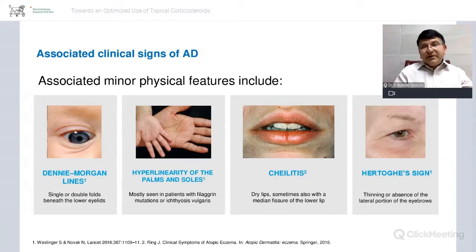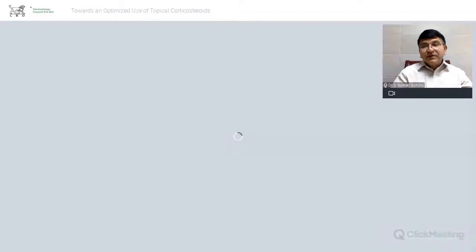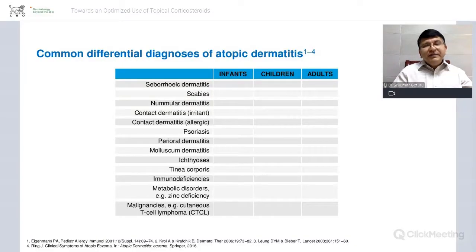We should be able to recognize the minor or associated clinical signs: the classical Dennie-Morgan fold, a single or double fold below the eye which crosses the pupil when the person looks straight, the hyperlinear palms, dry lips and cracks in the lip, lip-lick dermatitis, which is a common issue, and Queen Anne's or Hertoghe's sign, where the lateral one-third of the eyebrow is missing because of constant scratching of the eyes, which might possibly contribute to keratoconus also. And we need to be aware of the differential diagnosis of atopic dermatitis.